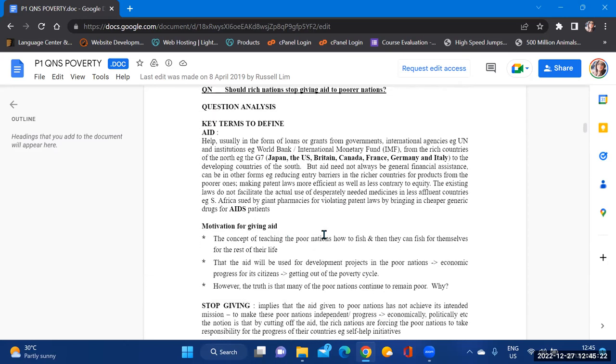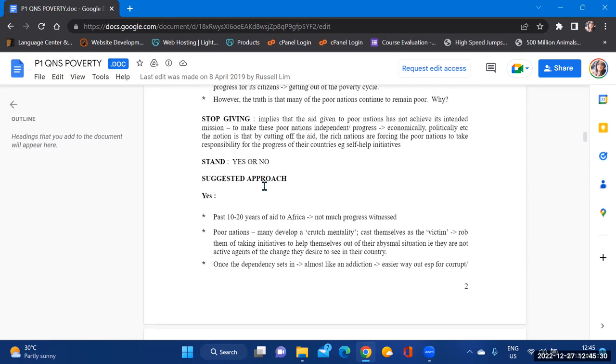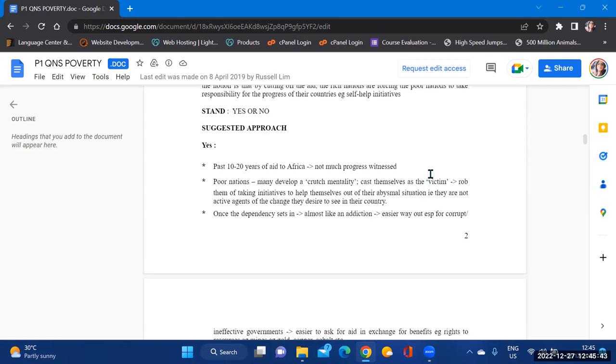All right, so what is the original question? Should rich nations stop, so take note of this word, stop giving aid to poorer nations? If you say yes to that, what are the reasons? In the past 10 to 20 years of aid to Africa, there has not been much progress. Many poor nations develop a crutch mentality and cast themselves as victims, which robs them of taking initiative to help themselves out of the abysmal situation. They are not active agents of the change they desire to see in their own countries.